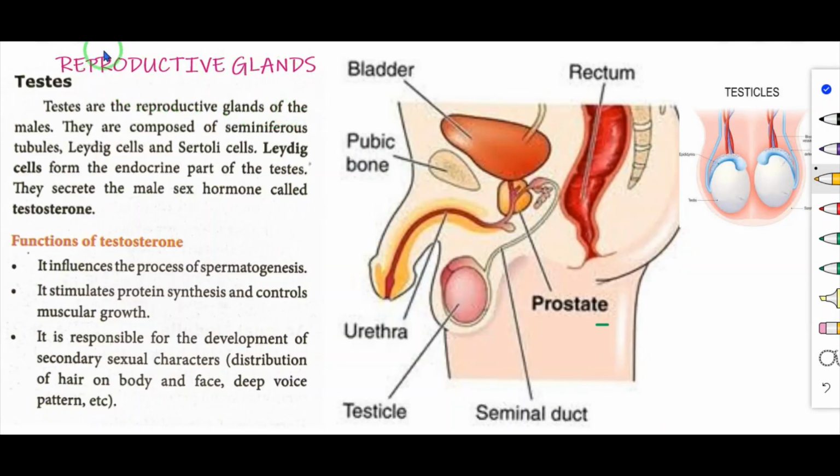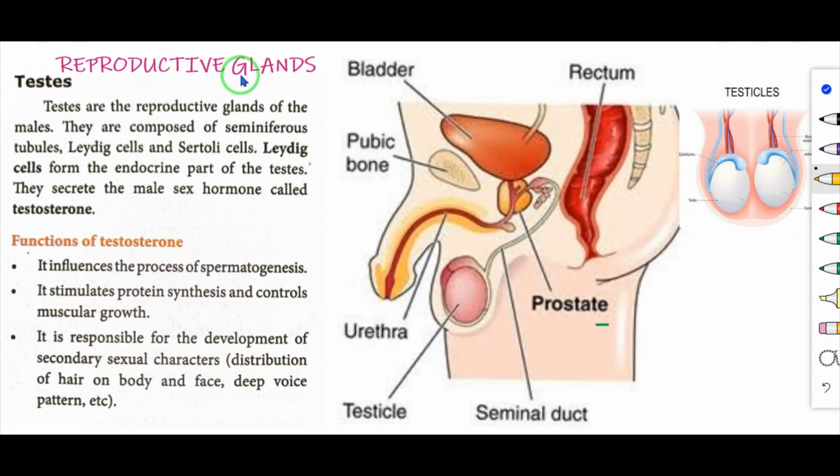Reproductive glands. Reproductive glands are gonads. The sex glands are of two types. They are testes and ovaries. Testes are in males and the ovaries are present in females.